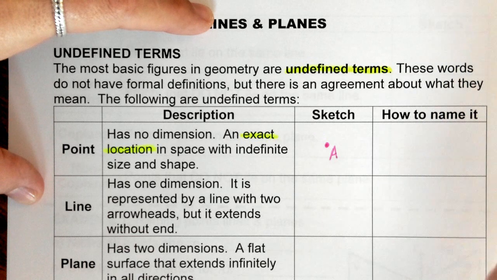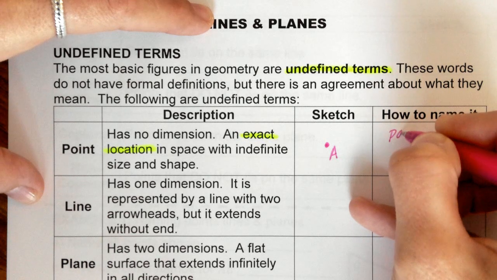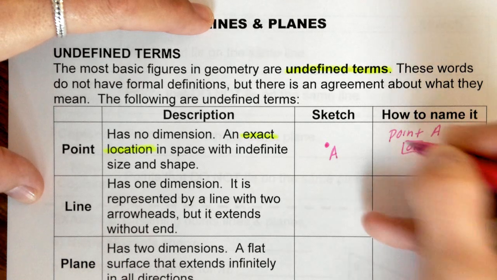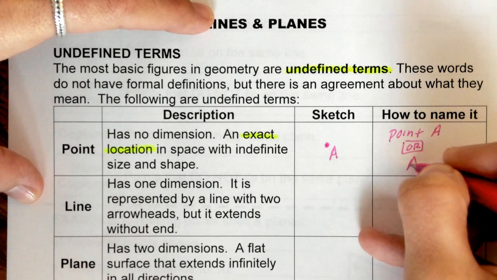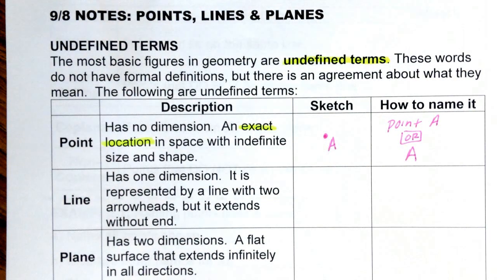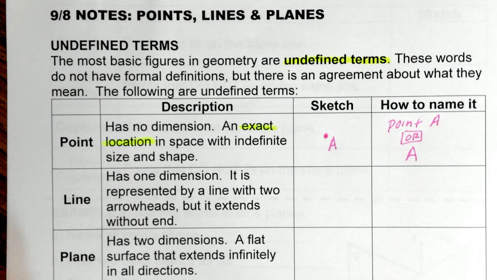And that's one way you'll do that: you can either name it point A, or you can also call it just A. Okay, so our points we will name with one uppercase letter. We can call it A or we can call it point A.